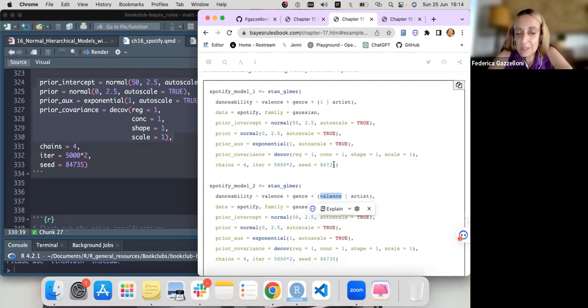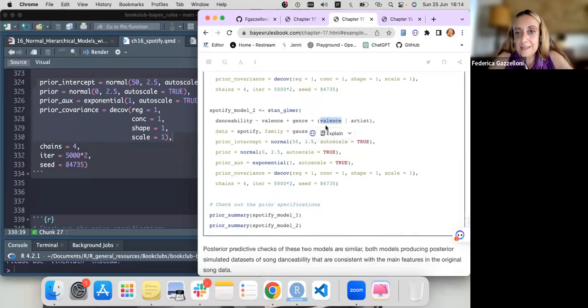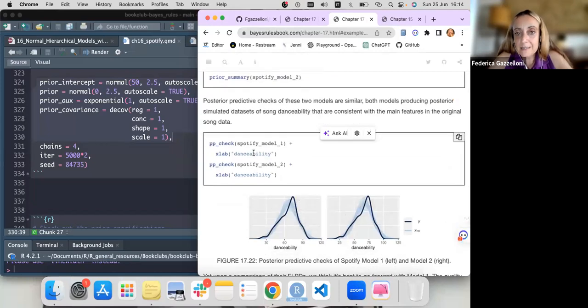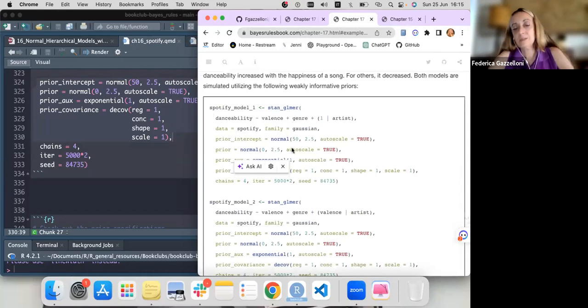So in the cherry blossom example in the previous part of the chapter, they explain these things of the varying intercept. And so we might go back there to have a look at what's happening. But basically this is the conclusion. So the danceability here is well represented by a normal that we have chosen at the end. So the authors mention this model one, okay?